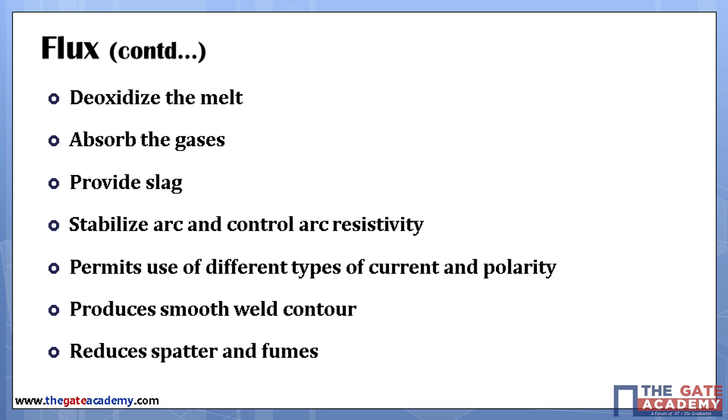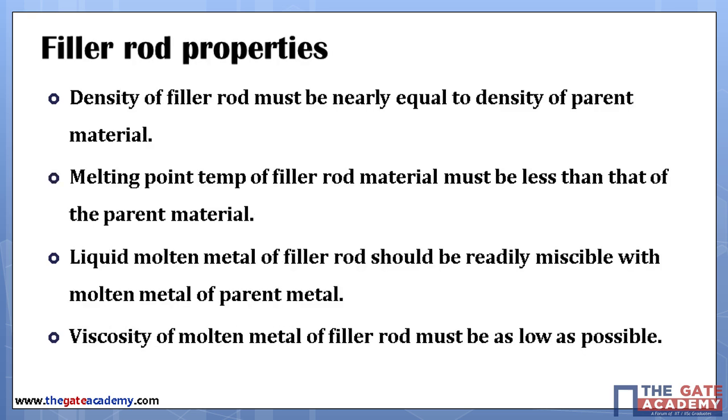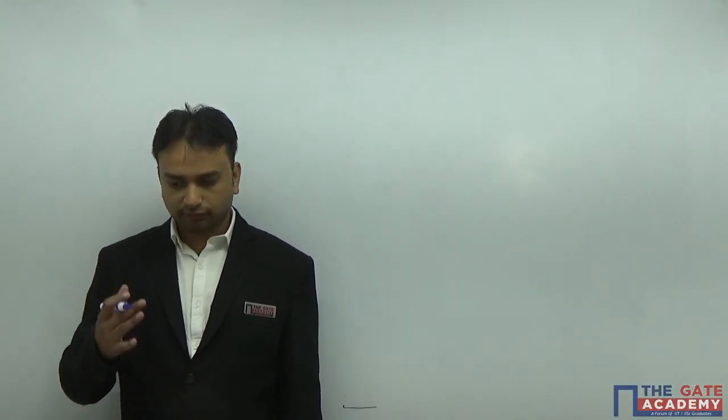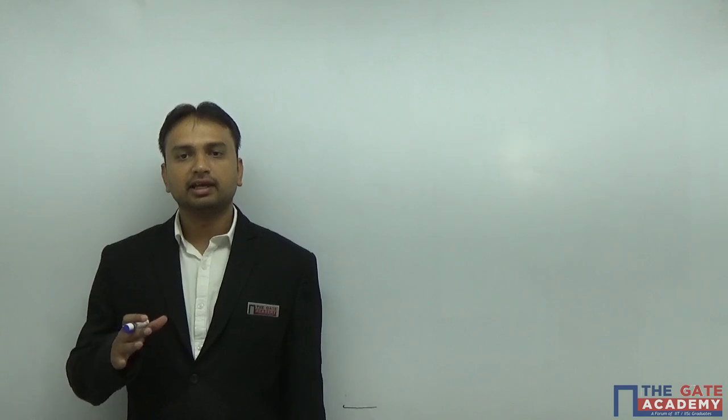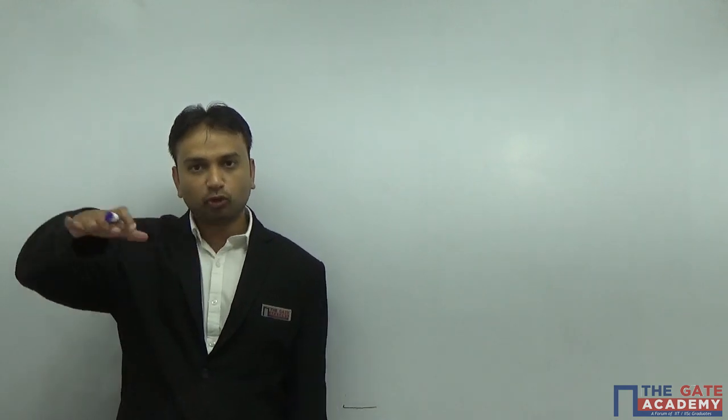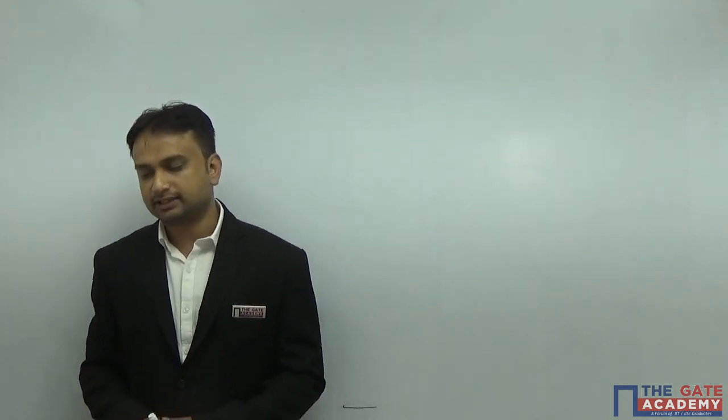And in the next slide you can see that there are certain properties of the flux material, and the first property is that the density of the flux powder must be lesser than that of the parent material. Would you agree with this? Yes, of course sir, we agree with this, because the flux is supposed to form the slag. Okay, and that is why the density, it needs to float over the molten metal, right? So density has to be lesser than the parent metal.